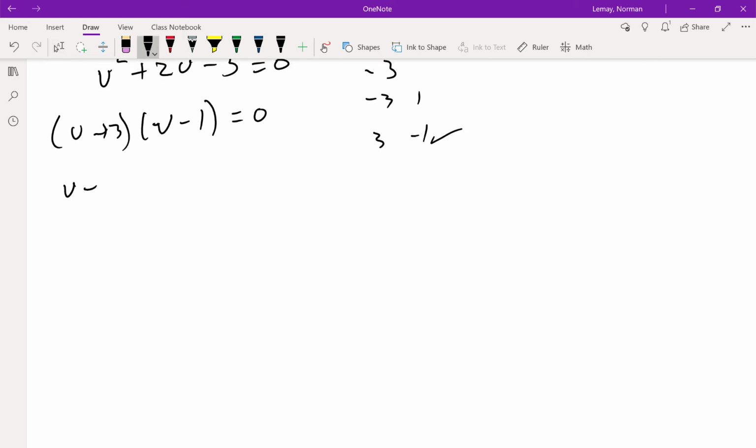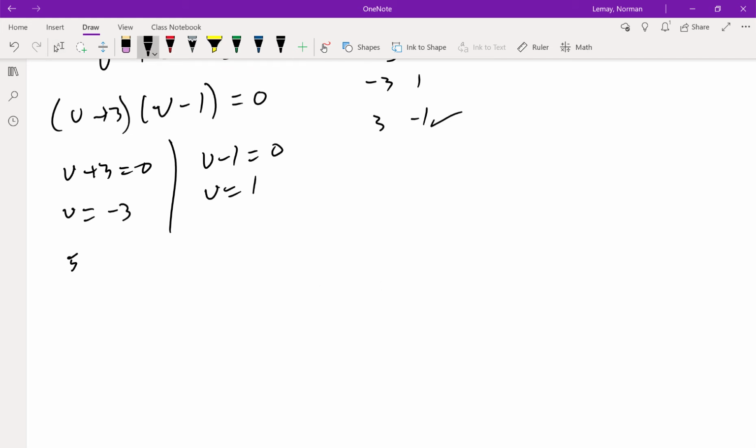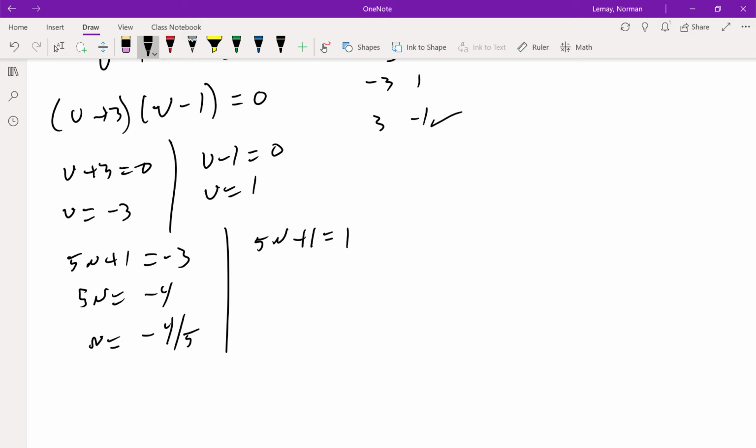So here we get u plus 3 equals 0. So u equals negative 3. And over here we get u minus 1 is 0. So u equals 1. So resubstituting for u, I get 5n plus 1 equals negative 3. So 5n equals negative 4. So n equals negative 4/5. And then over here we get 5n plus 1 equals 1. So 5n equals 0. So n equals 0. So these are our two solutions.